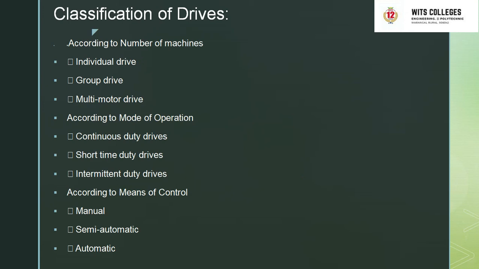Coming to the next one, group drive. When several machines or loads run on one shaft, that is a single shaft, and the shaft is driven by a single motor, it is called a group drive.